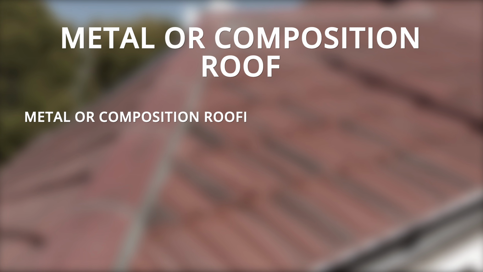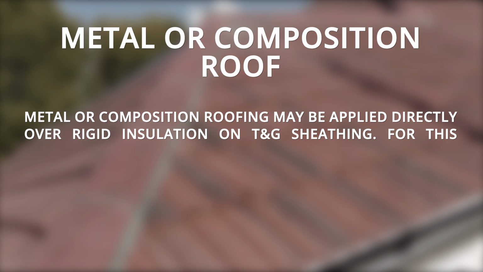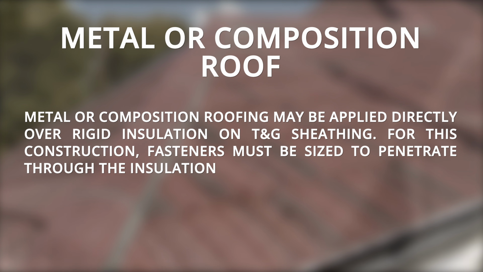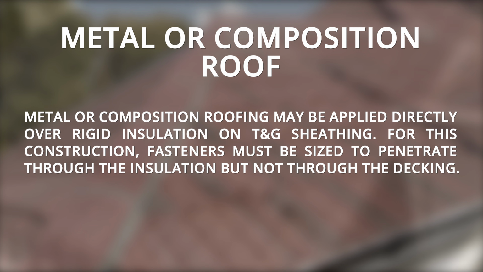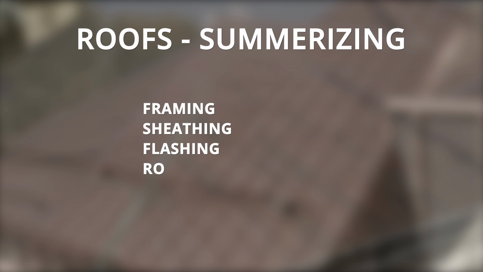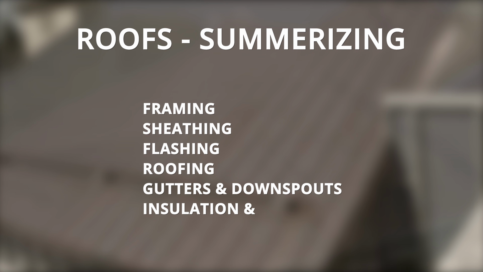Metal or composition roof. Metal or composition roofing may be applied directly over rigid insulation on T&G sheathing. For this construction, fasteners must be sized to penetrate through the insulation but not through the decking. Roofs summarizing: framing, sheathing, flashing, roofing, gutters and downspouts, insulation and ventilation.